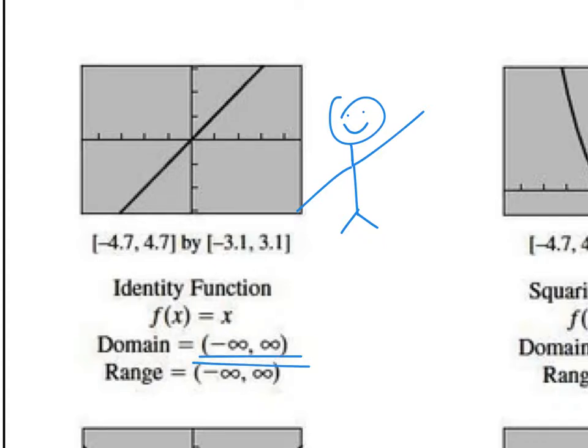Okay, so this is the y equals x function. Domain is all real numbers, right? Because you're going from the left to the right all the way. And range is all real numbers from the bottom up.